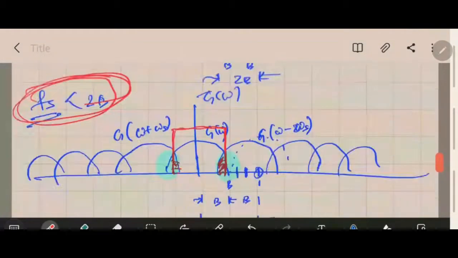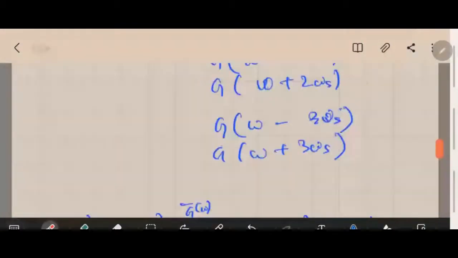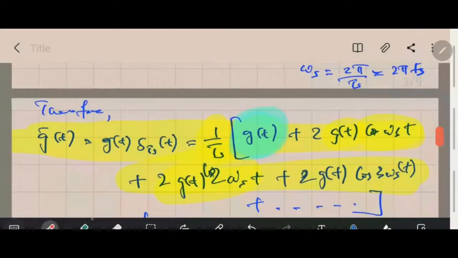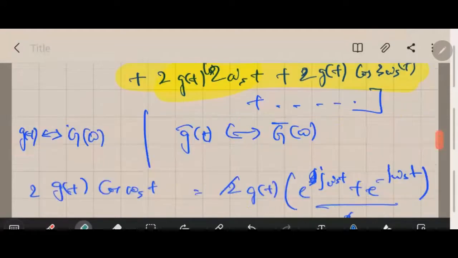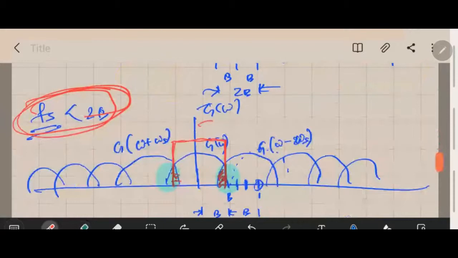However, one thing that you could note here is that the strength of the signal is reduced by 1 by Ts. So normally the low pass filter that we use should have a gain of Ts. If it has a gain of Ts, then Ts multiplied with that 1 by Ts will be normalized, or it will be equal to 1.